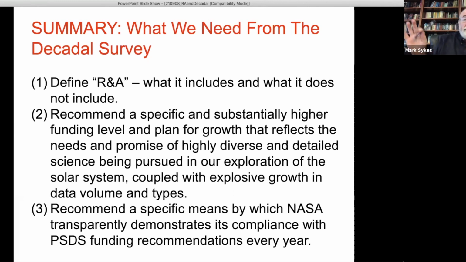So my final summary is what we need from the Decadal survey. It needs to define RNA. It needs to include what is in it and what is not in it.